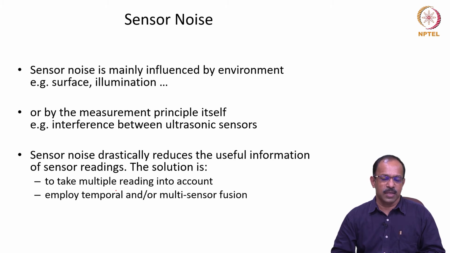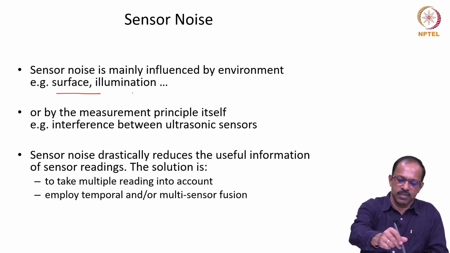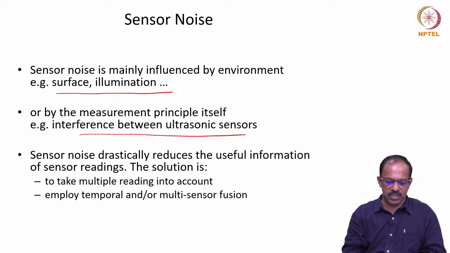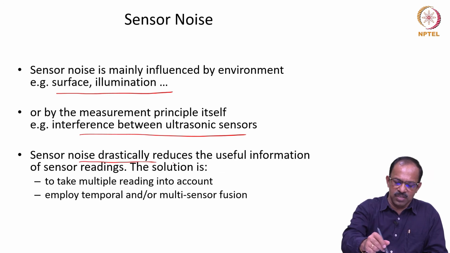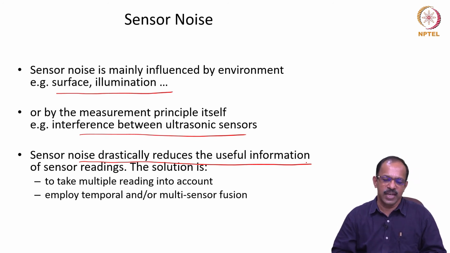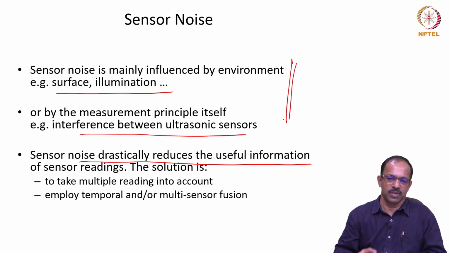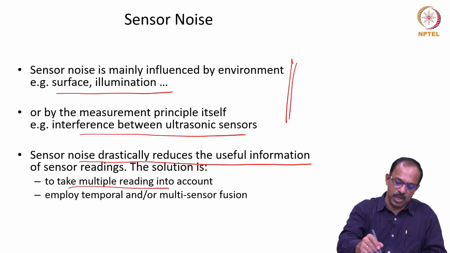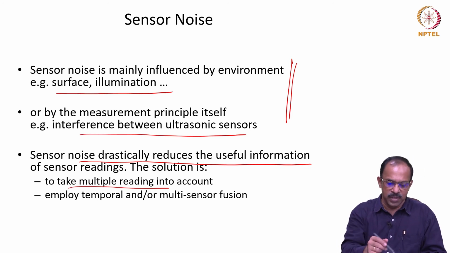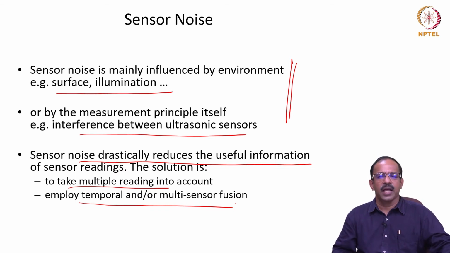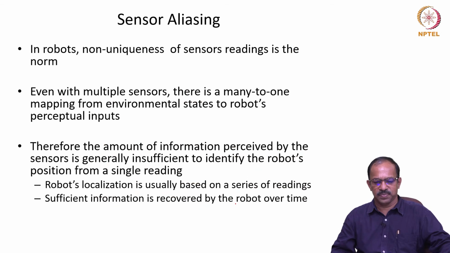Sensor noise, as I mentioned earlier, is influenced by the surface illumination, etc., and the measurement principle may also affect it, and because of this it drastically reduces the useful information. So, the useful information that is coming to the robot will be very much less because of all these reasons. To overcome this, we may have to take multiple readings or employ temporal and/or multi-sensor fusion. So, these things will be required in order to reduce the errors.